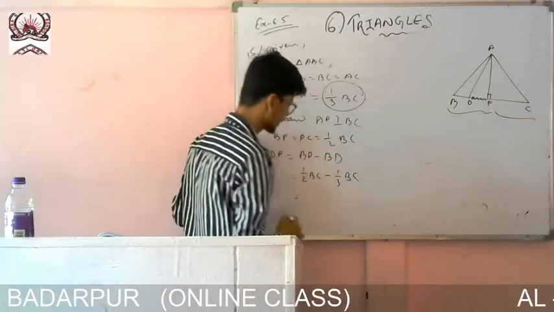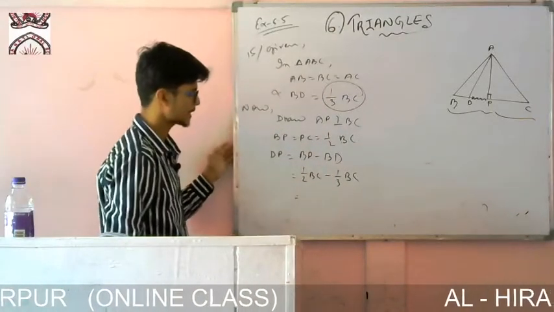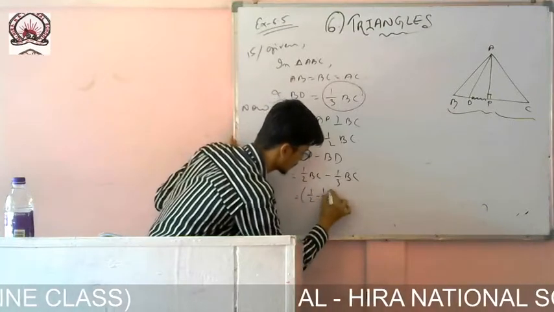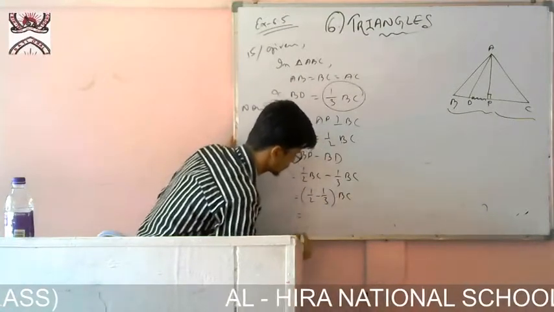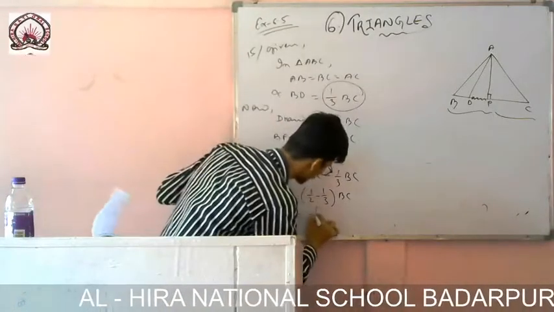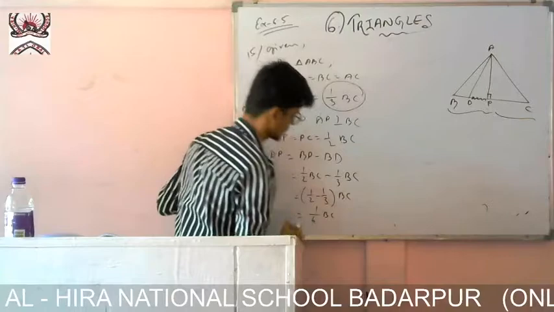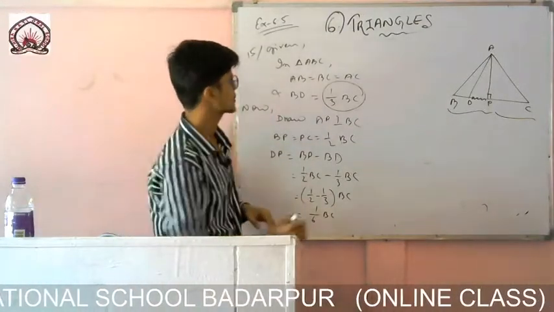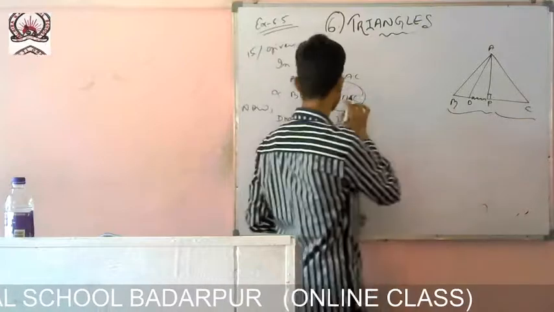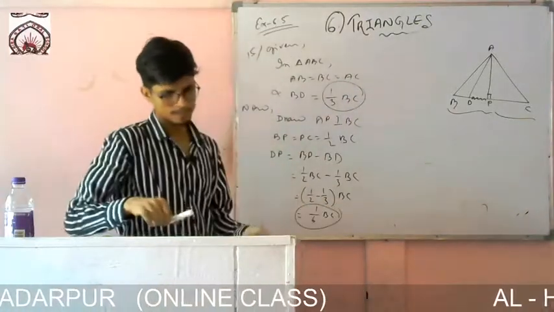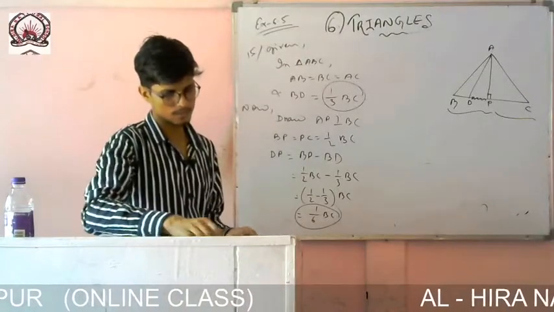If I solve it, what will I get? 1 by 2 minus 1 by 3, BC will be common. So it will be 1 by 6 BC. So DP is equal to 1 by 6 BC. BD is 1 by 3 BC and DP came 1 by 6 BC. Now I will use this in the triangle.